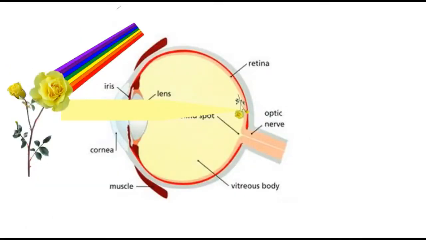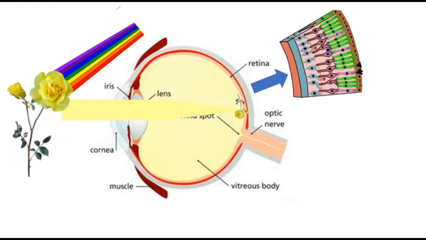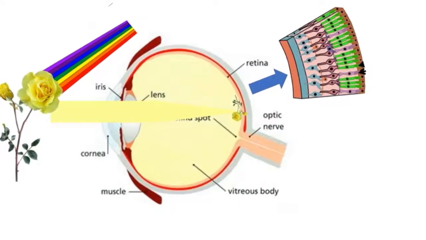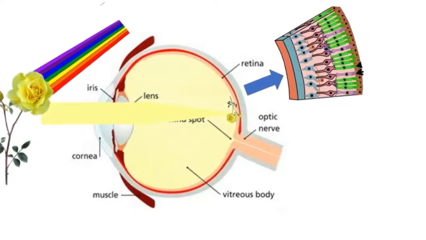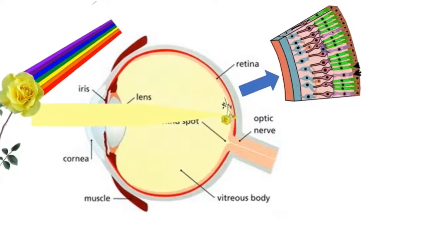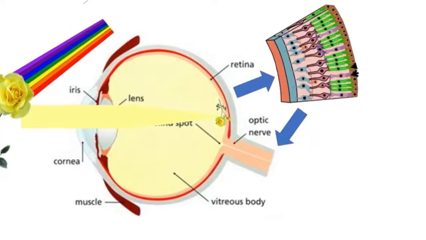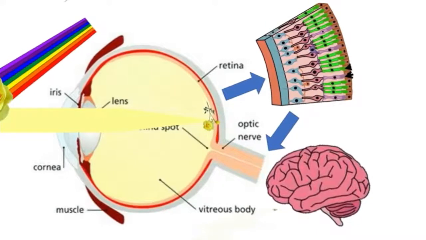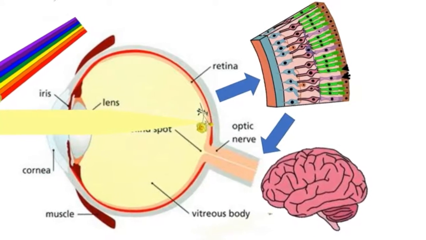In between, we have learned that the retina is made up of rods and cone cells, and cone cells are responsible for colors and rods are for understanding the intensity of light. And further, these signals are carried to the brain, and this is how we see things in front of us.